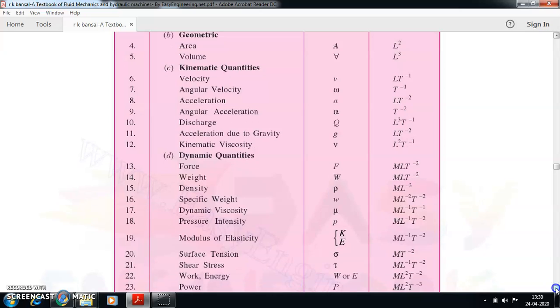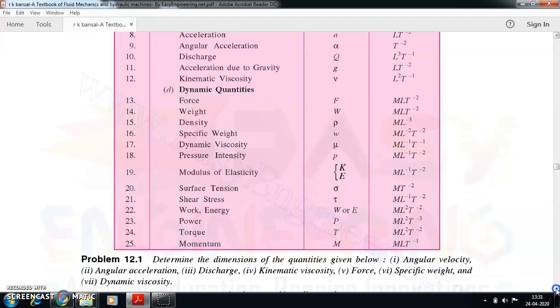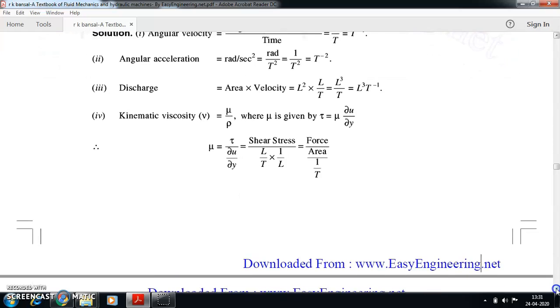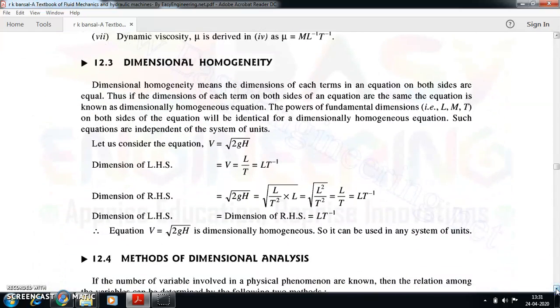You should be able to express all the physical quantities or all the variables in terms of the fundamental quantities, that is M, L, T, and if temperature is involved, then you have theta also. Fine. So with this we can move on with the syllabus part. The next important entity is dimensional homogeneity. What do you mean by dimensional homogeneity?